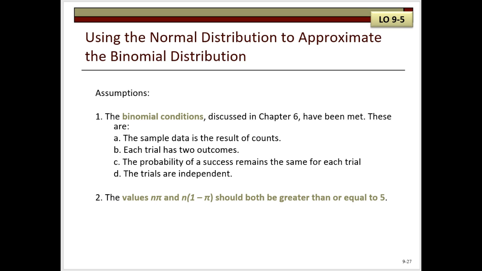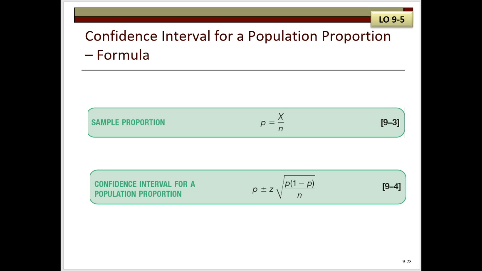As we learned in that chapter, by virtue of the central limit theorem, when the sample size is large, we can use the normal distribution to approximate the binomial distribution. We say that a sample size is large enough when n times pi and n times 1 minus pi are both at least 5. The formula shown on this slide for computing the confidence interval for a population proportion uses the z distribution. In this formula, p represents the sample proportion, z is a z score for a specified confidence level, and n is a sample size. We'll see how these formulas are used in examples in the following slides.